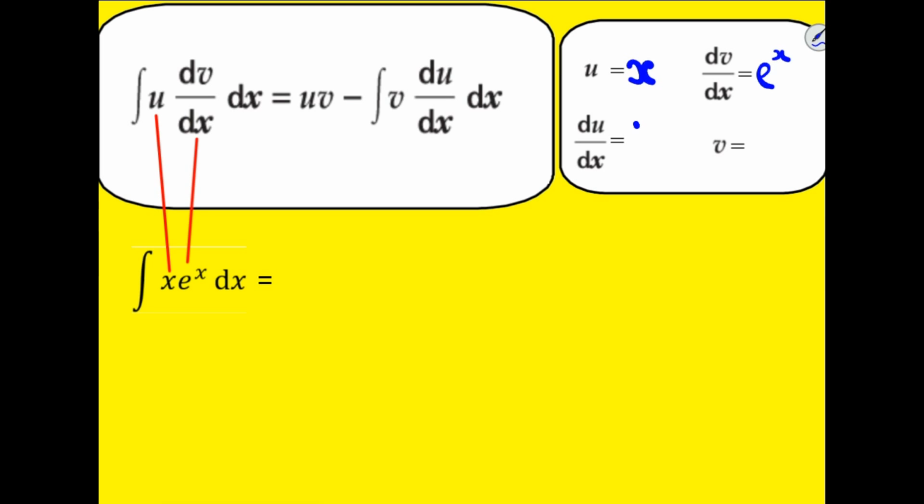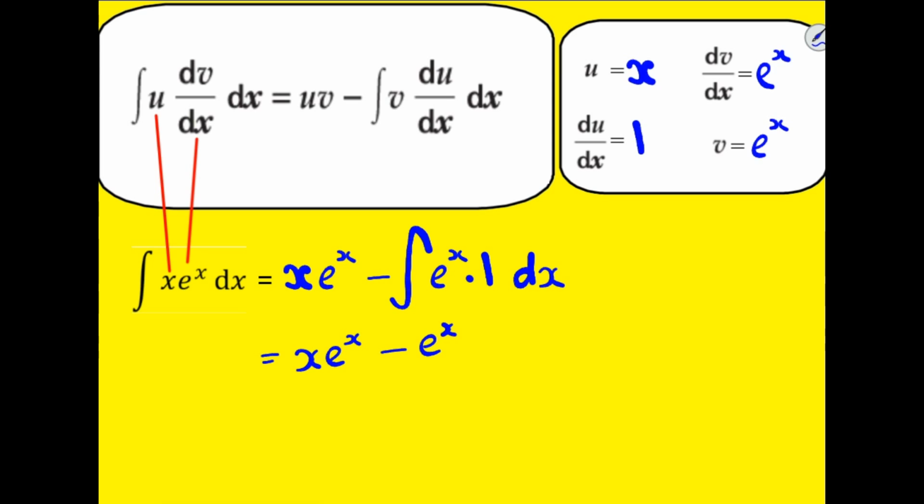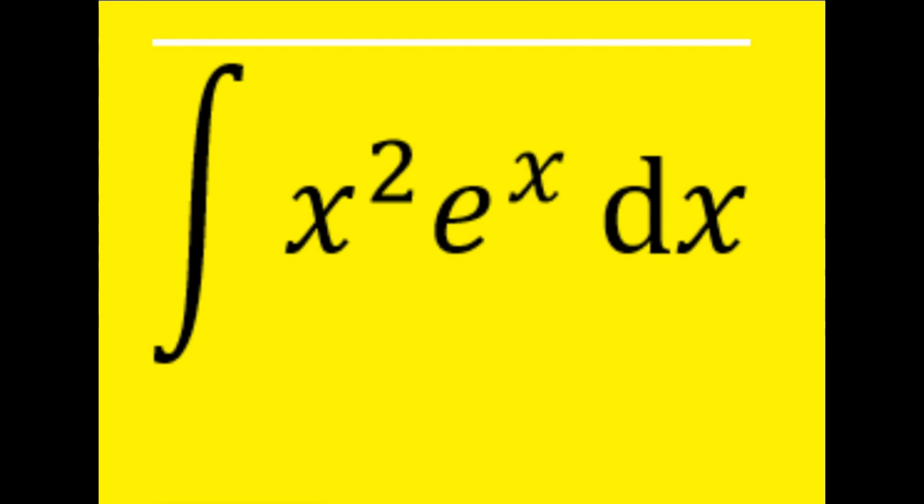U is x, dv by dx is e to the x, so a quick integration and differentiation, and we have our complete set of expressions. Let's then put them in the formula. That's u multiplied by v minus the integral of v multiplied by du by dx. This one's even easier. There we go. And we can factorize as e to the power of x multiplied by x minus 1 plus c.